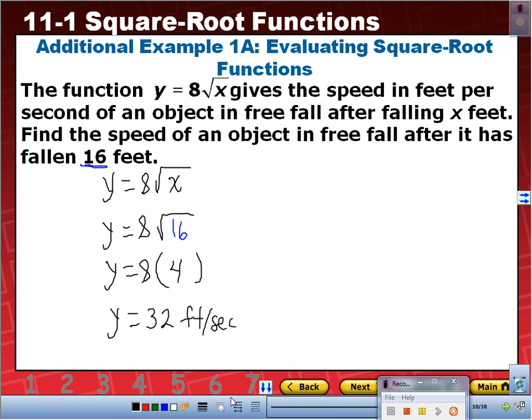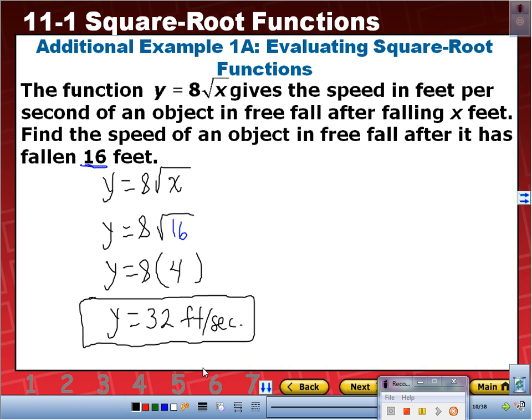That's what that is to evaluate. Copy that, please. So it says, find the speed of an object in free fall after falling 16 feet. So our answer is 32 feet per second. I'm sorry. So let's do another one.